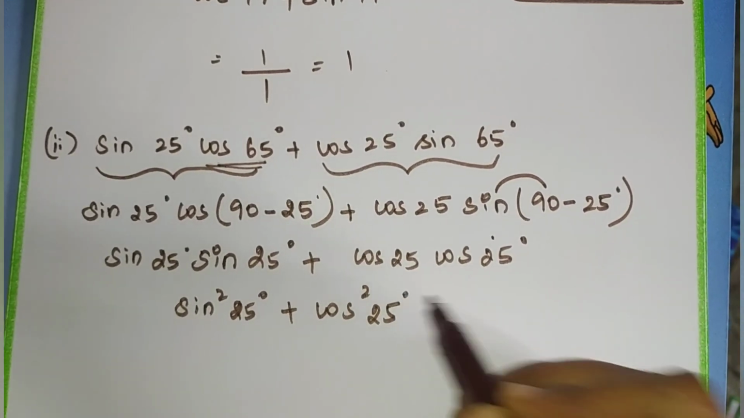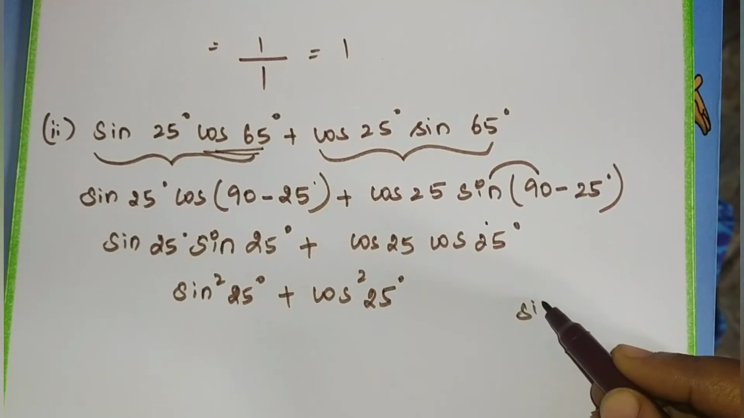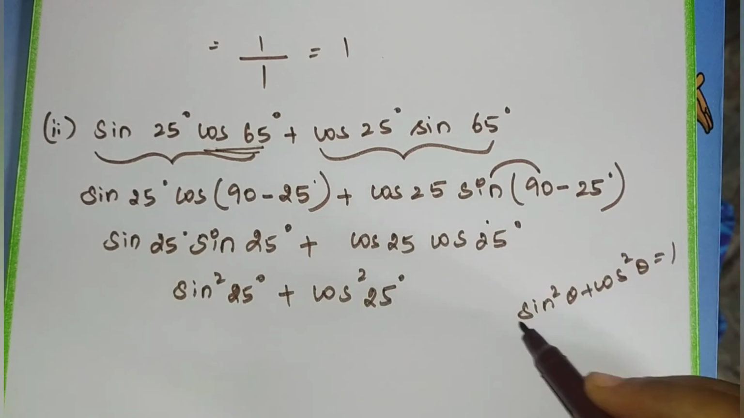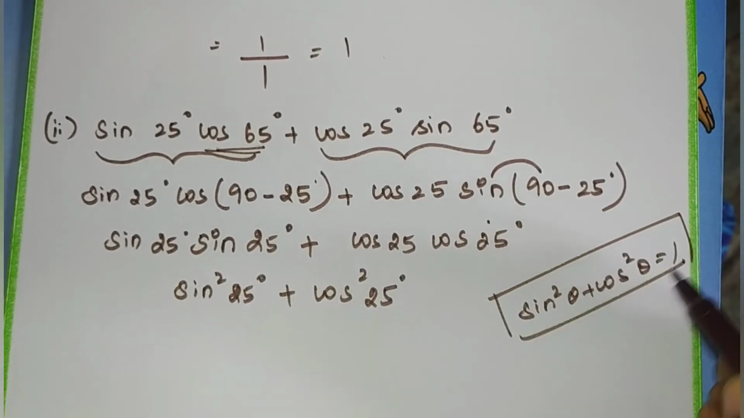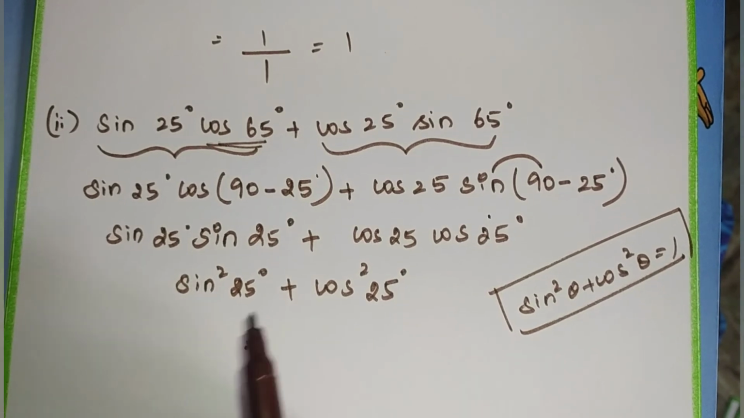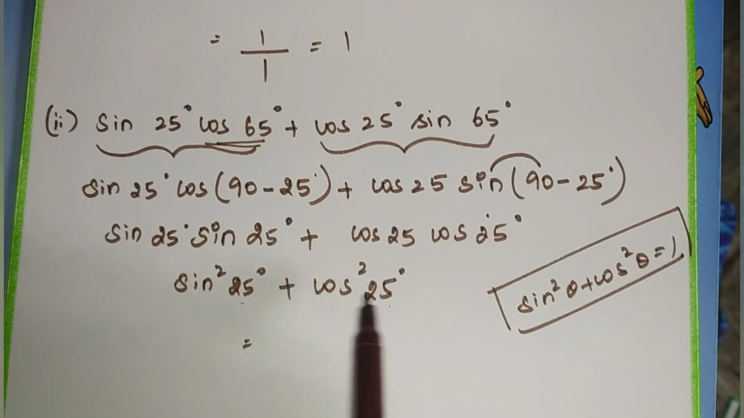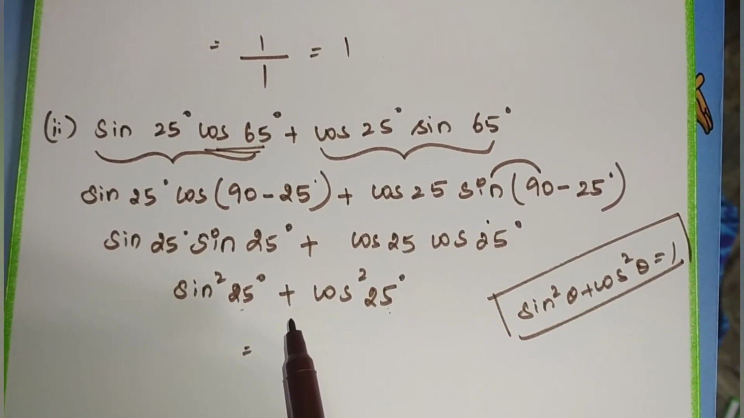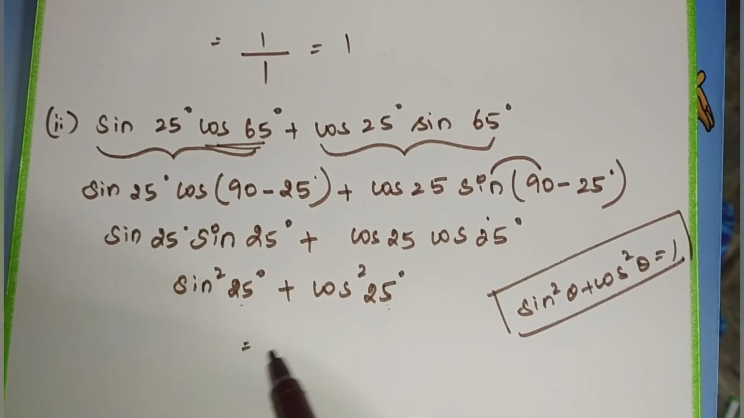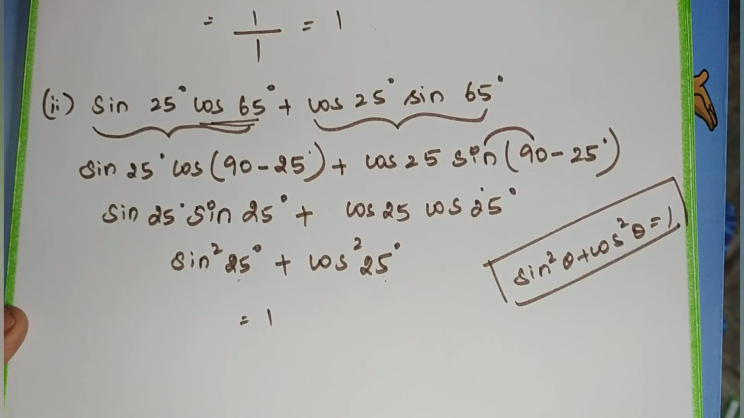So now which formula can we apply here? Sine square theta plus cos square theta is equal to 1. Instead of theta, what do we have here? 25. But you have to check whether both are the same: 25, 25. That must be the same. Then only you can apply the formula. Otherwise, you can't apply the formula. So it is equal to 1. Are you all clear, children? Thank you.